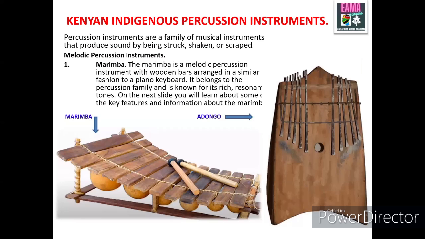Kenyan indigenous percussion instruments. Percussion instruments are a family of musical instruments that produce sound by being struck, shaken, or scraped. These instruments are an essential component of various musical genres and are known for their rhythmic and dynamic qualities. Percussion instruments can be classified into several categories based on how they produce sound and their physical characteristics. Melodic percussion instruments. 1. Marimba.